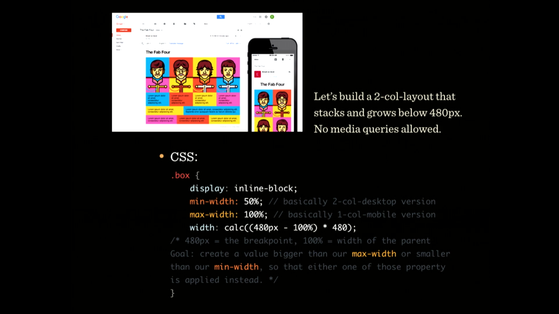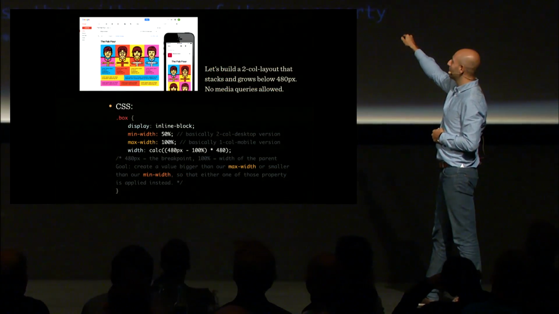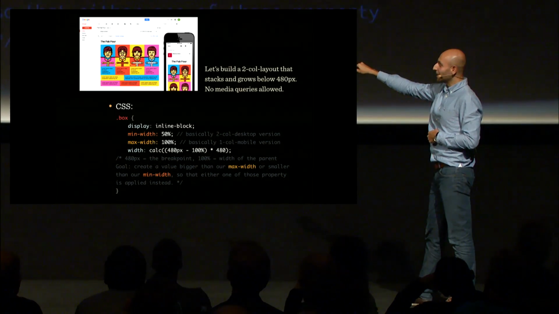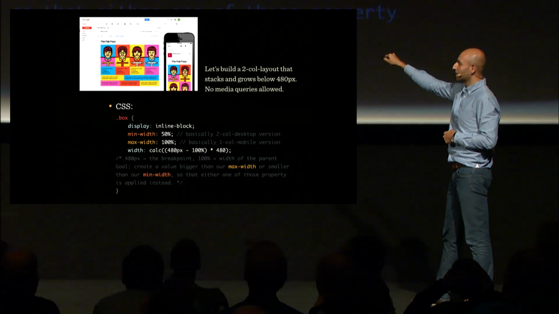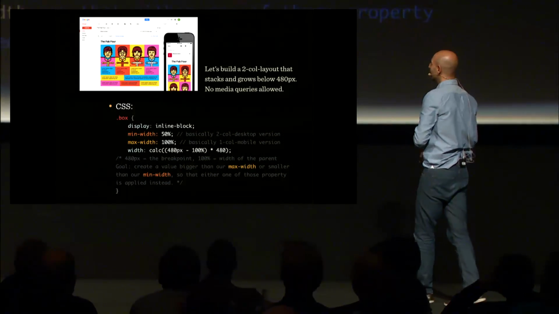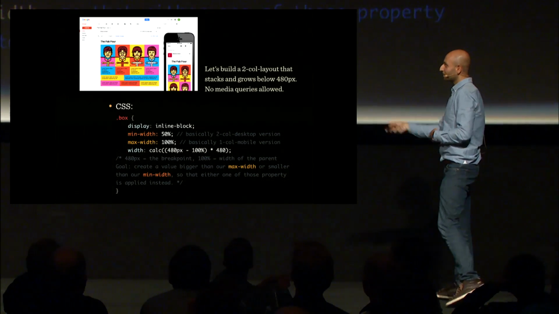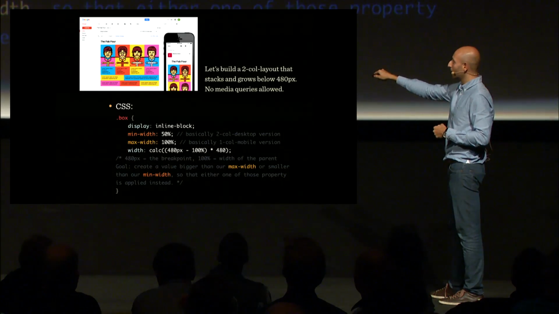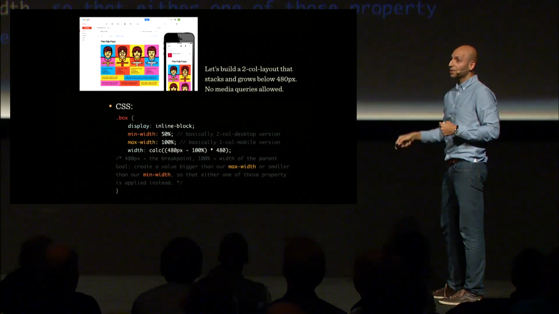Well, we set min width to 50%, max width to 100%, and width as a calc of 480 pixels minus 100%, which is our parent element, times 480. Why the hell would we do that, right? Basically, this is a 2-column desktop version at this point, and this is a 1-column mobile version. 480 pixels is our breakpoint, and obviously 100% refers to the width of the parent. So what are we doing here? Our goal is to create a value bigger than our max width or smaller than our min width, so instead of width, min width or max width is going to be applied.